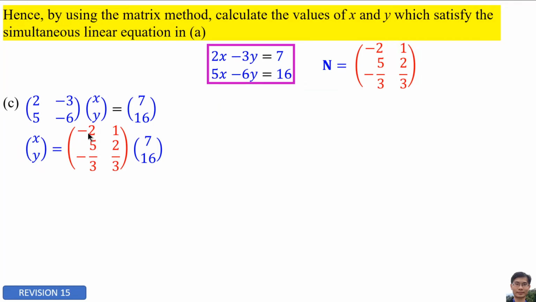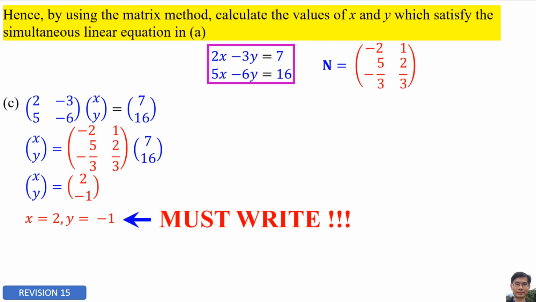After that, we must do the multiplication of matrix. And this is the answer. How do we get 2? It means negative 2 multiplied by 7 plus 1 multiplied by 16. How do we get negative 1? Negative 5 per 3 multiplied by 7 plus 2 per 3 multiplied by 16. So x is 2 and y is negative 1.